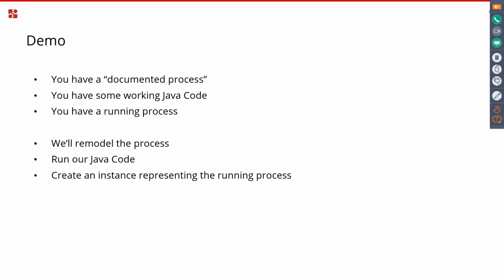So for that, I'm going to assume that we have a process that we have documented and some working Java code that we want to use, and somewhere there happens to be some running instance of this process, and that we would like to have that state replicated in Camunda somehow, to make sure that we don't have to sunset any very long-running processes in our old system. So what we'll do is remodel a process, run some Java code, and then create an instance representing where the other one is in the system.